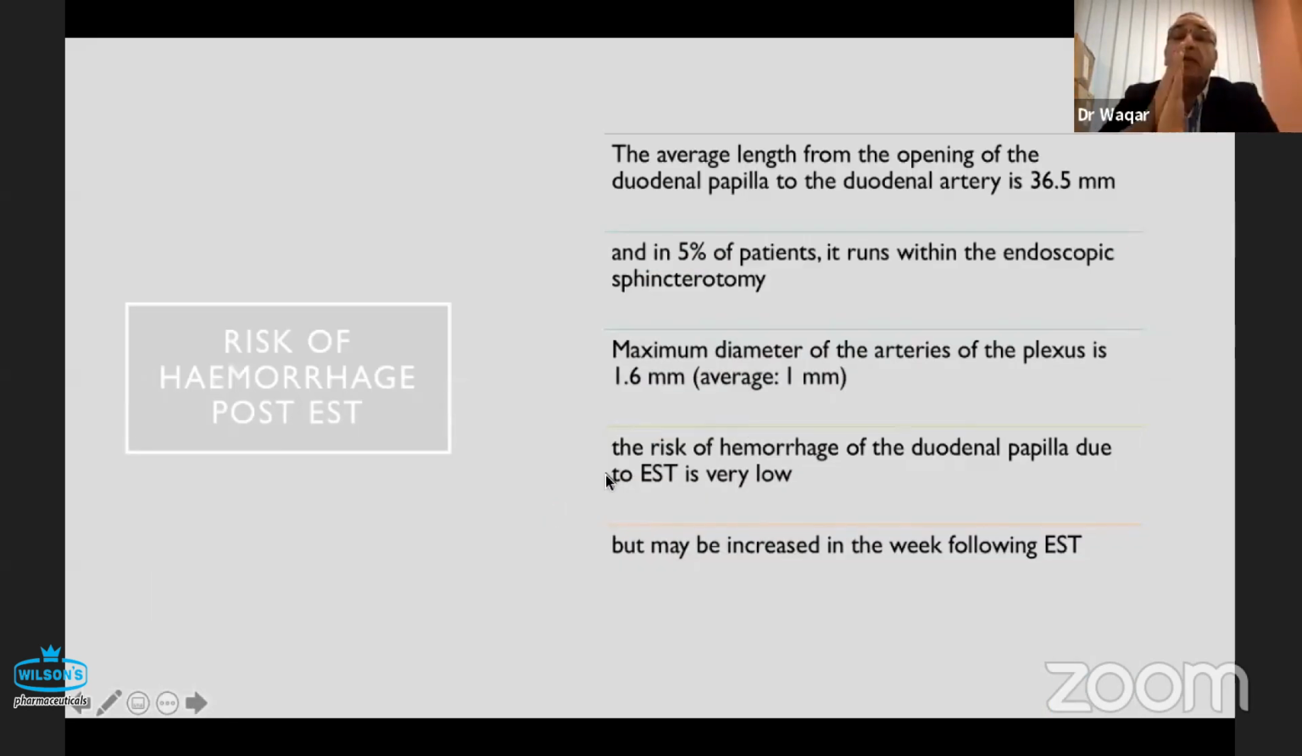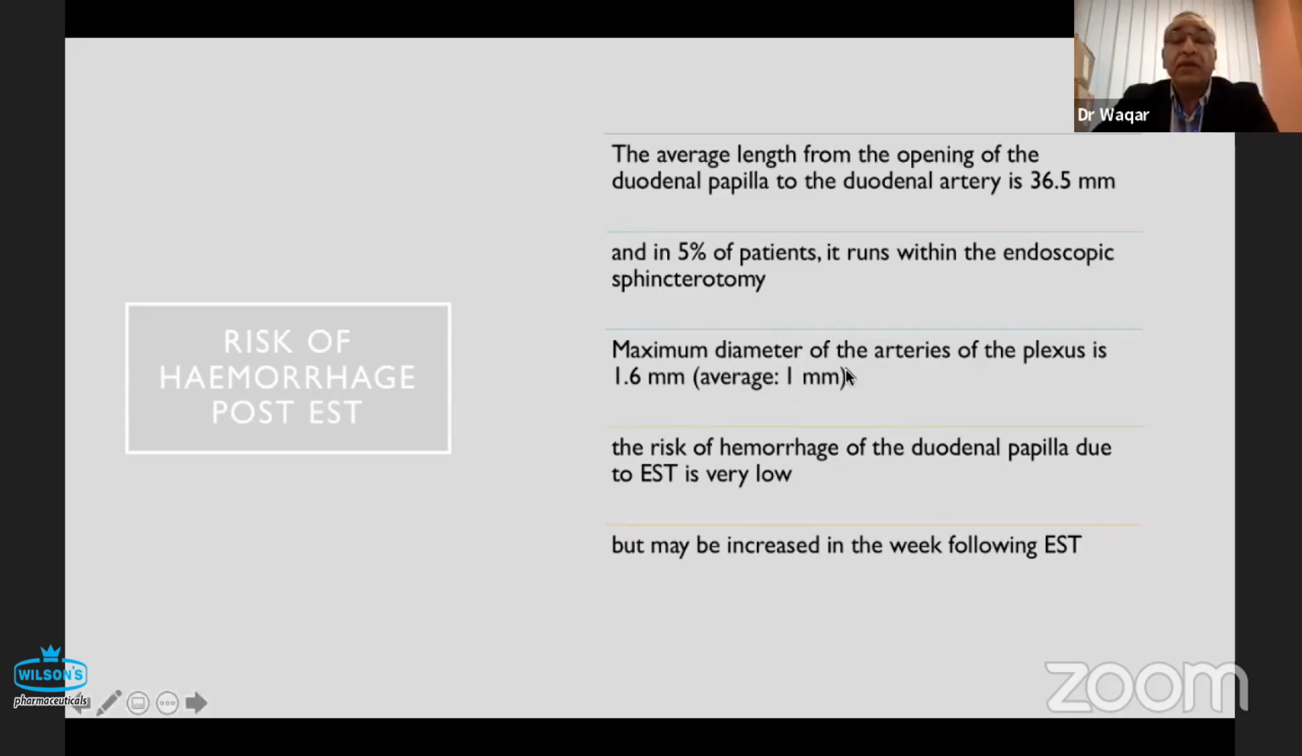Now, interestingly, the average length from the opening of the duodenal papilla to the duodenal artery is 36.5 millimeters, which is quite a long distance between the tip of the papilla and the major artery. So when we are performing a sphincterotomy, there is plenty of leeway there. However, in a small percentage of cases, about 5%, it runs within the region of the endoscopic sphincterotomy. And those are the cases where it can cause major bleeds.